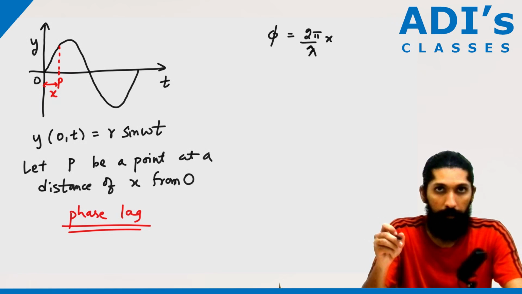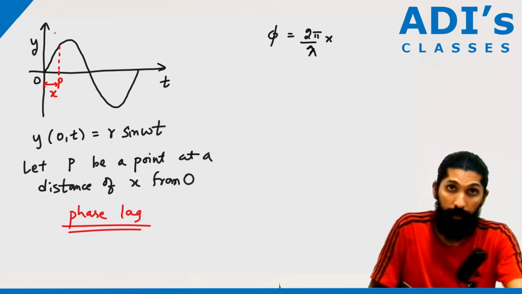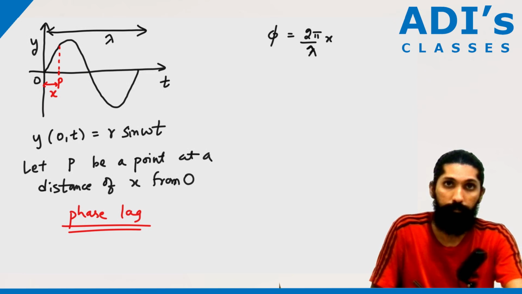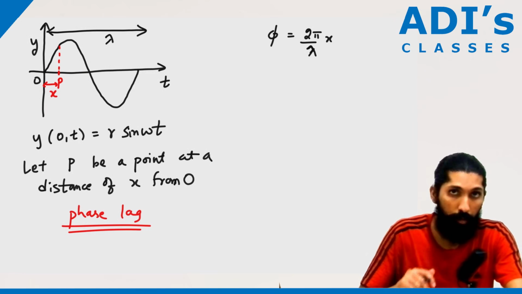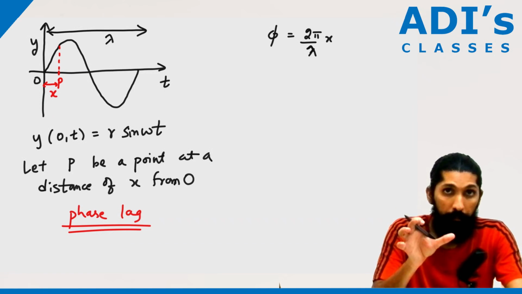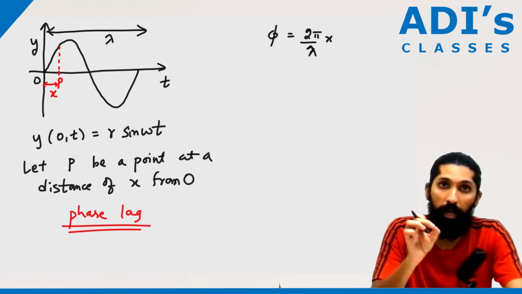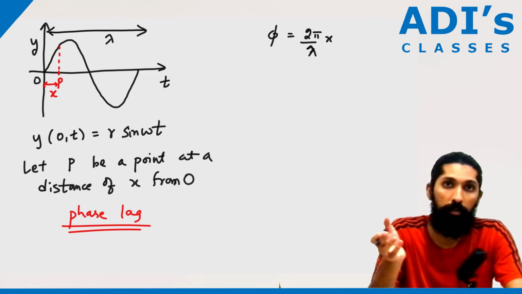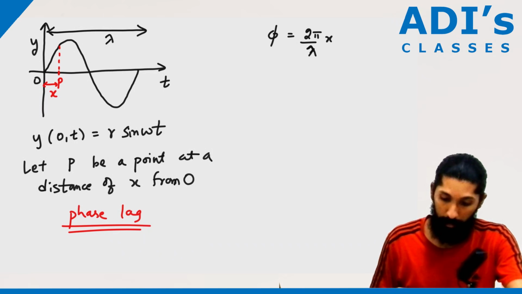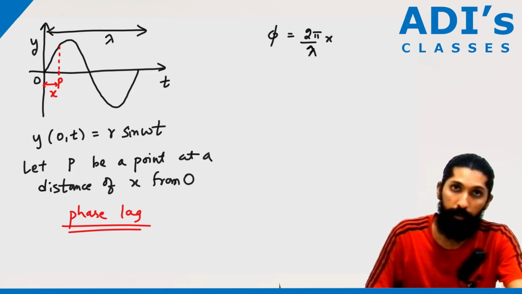How do we get 2 pi by lambda? Look at the wave. This entire thing, from here to here, is one wavelength, lambda. The total angle is 2 pi. Then we use the unitary method. For lambda, it is 2 pi. So for x, how much is it? So we use the unitary method and we get this formula: phi is equal to 2 pi by lambda into x.